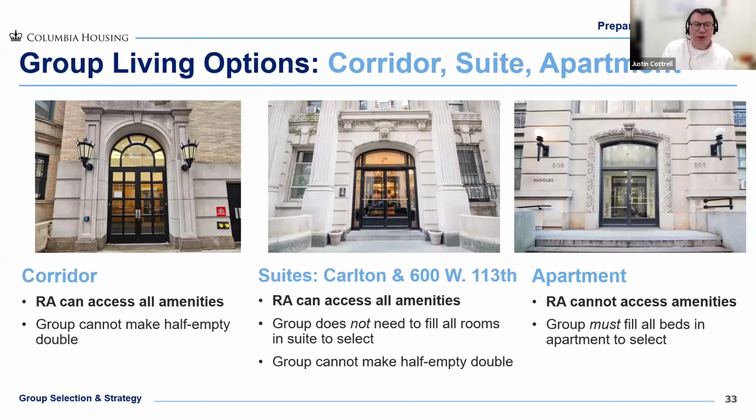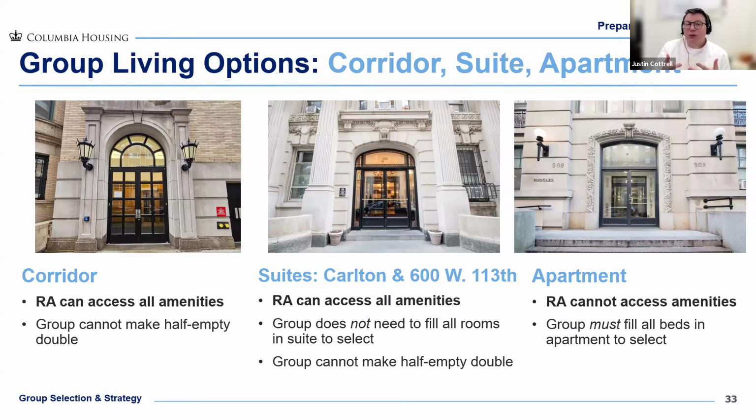So just to break it down really quick, corridor style buildings offer single or double rooms along a hallway and amenities that are shared among the building. Groups can select into corridor style buildings as long as they can fill all beds in the rooms they select. So let's look at a group of three really quick. They can choose one double and one single, but if there are only doubles available, again, they can't choose a corridor building because one double room would be half empty and they can't fill all the beds.